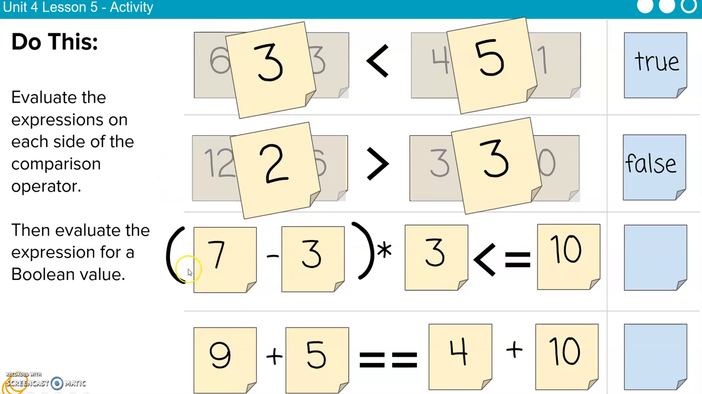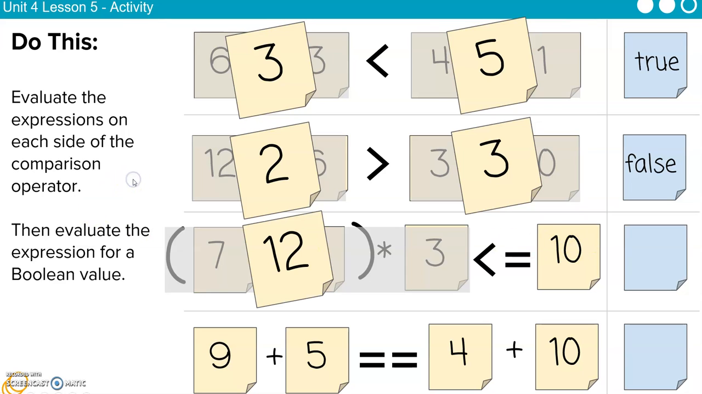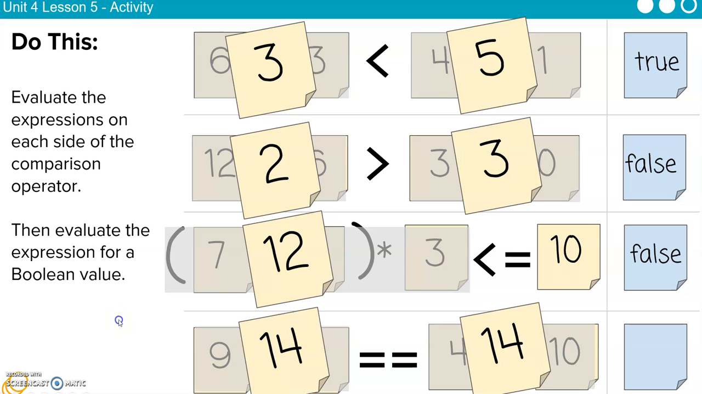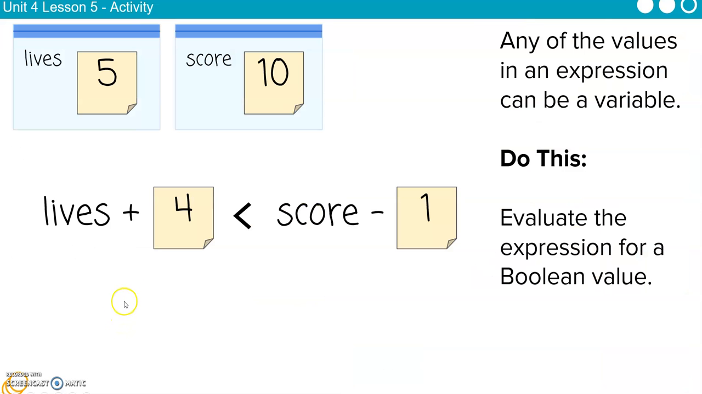This one, 7 minus 3, I just need to prove myself now. I do the brackets first, which is 4. 4 times 3 is 12. So this is 12 is less than or equal to 10. I would say that's false. Good. And then this one here is 14 equal to 14. Last time I checked it was, so that would be true.